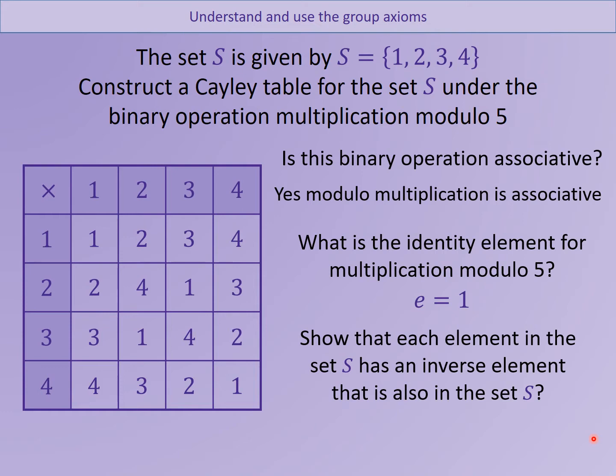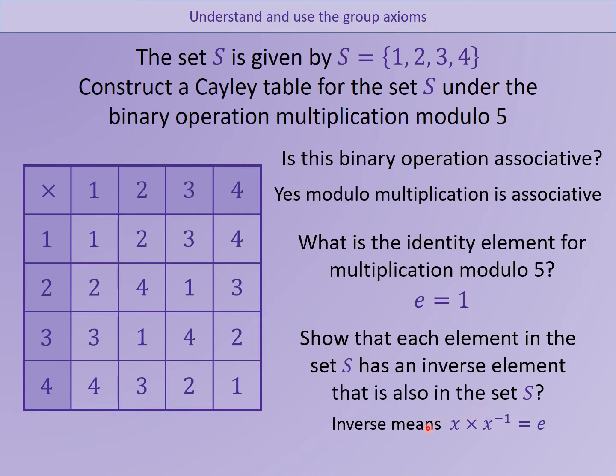Each element in the set S has an inverse element that is also in the set S. Okay, think about what that inverse element is. If you've got an inverse element, for any given number in there, can you times it by any other number so you end up back at the identity element?